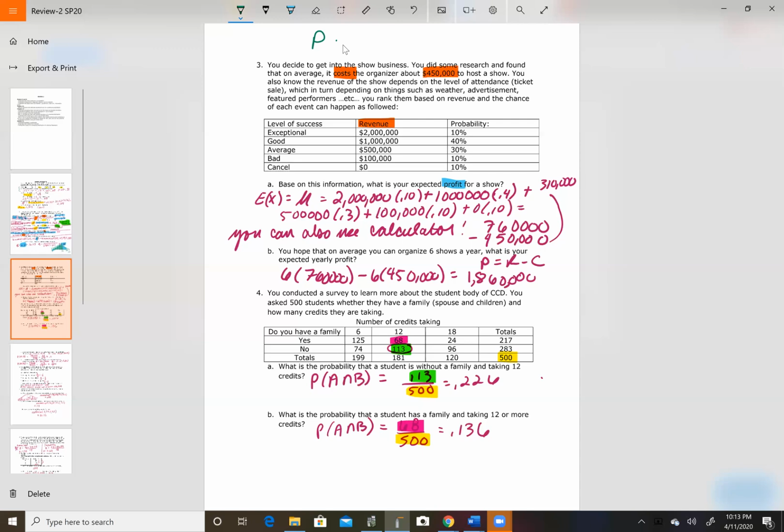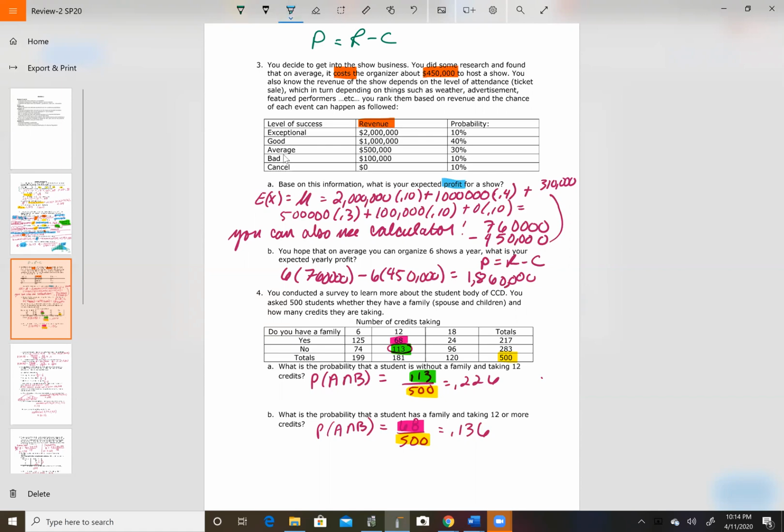profit is your revenue minus the cost. So profit is what you take home minus the amount of money that you had to spend for something to happen, right? So we have a probability table here, a little distribution. So the first thing I did is it says, what is the expected profit for a show? So what I did was I found the expected value or income from a show, and then from that I subtracted the cost for one show to get our profit.